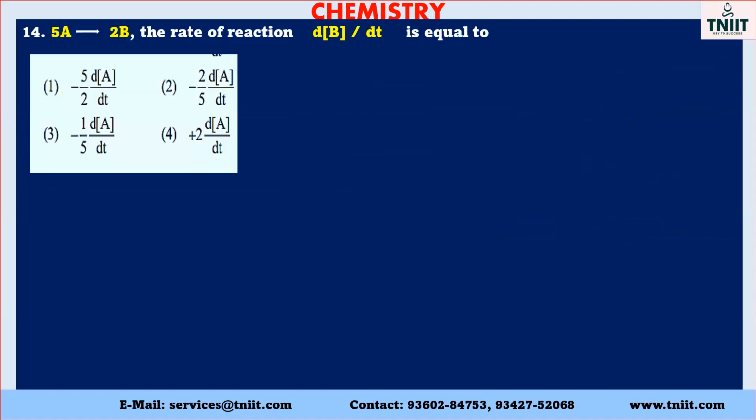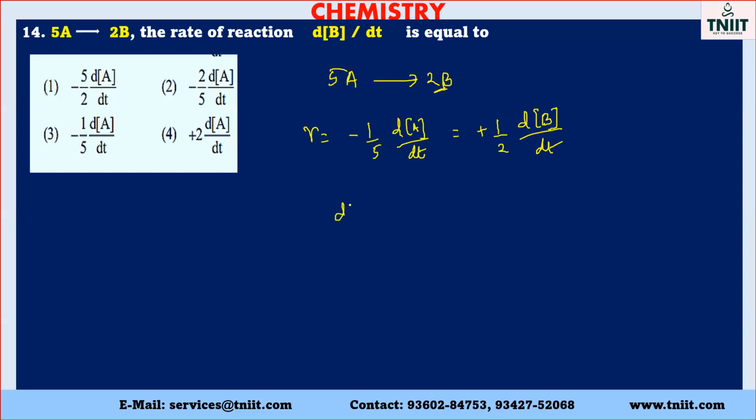The next one. 5A giving 2B. The rate of the reaction is d[B]/dt equal to what? Now they've given 5A giving 2B. If you write the reaction rate in stoichiometry, we can write R is equal to minus 1 by 5 d[A]/dt. That will be equal to, this is a product, so we write plus 1 by 2 d[B]/dt. Now they have asked for d[B]/dt.